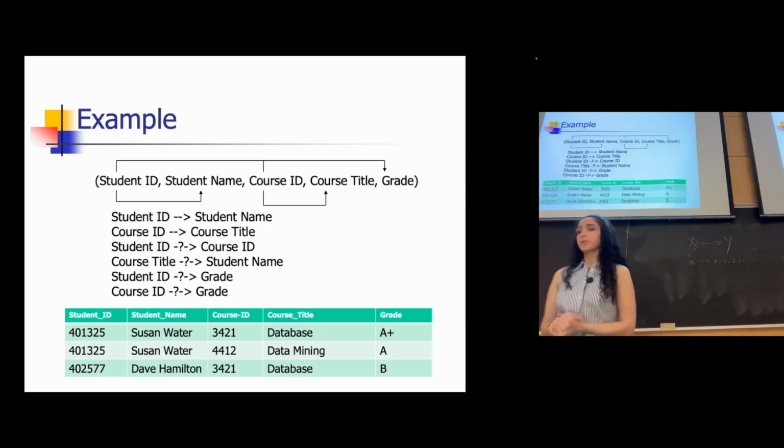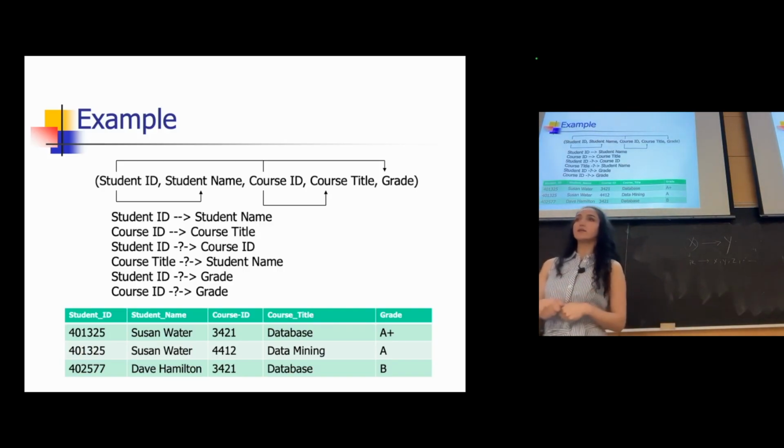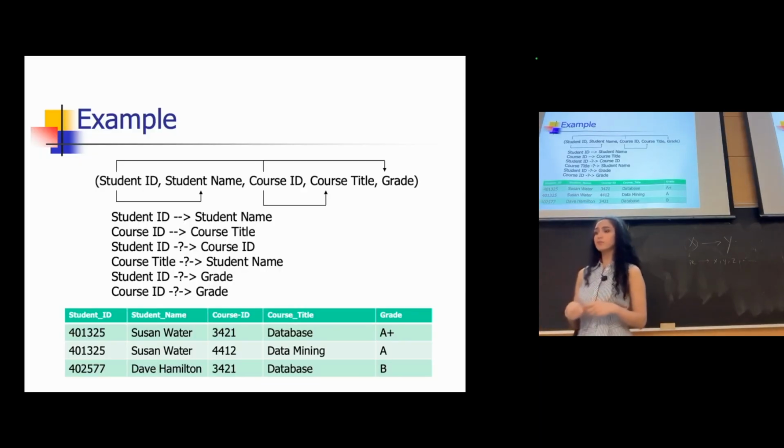So for example, can course title uniquely identify a student name? No. Why? You have to ask this question: can each course title uniquely identify a student name? That is, for each course title, do we have only one student name? No. For each course ID, do we have only one course title, a specific course title? Yes. Student ID and grade.